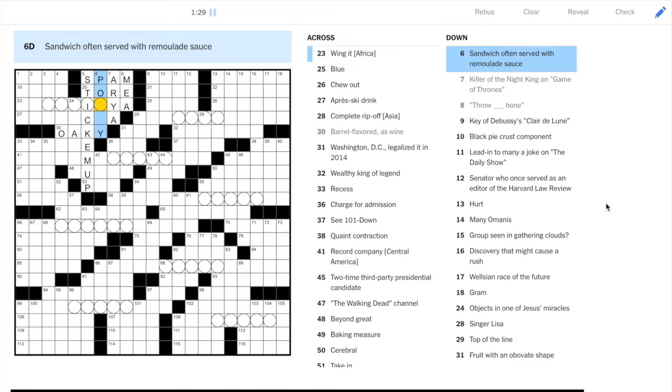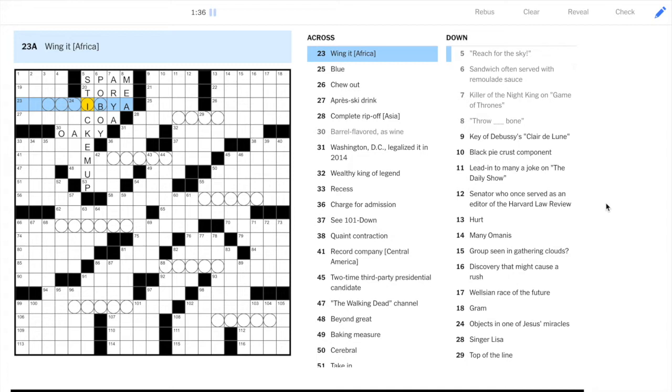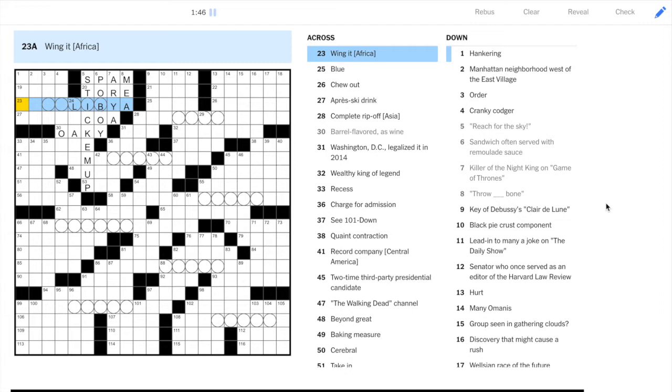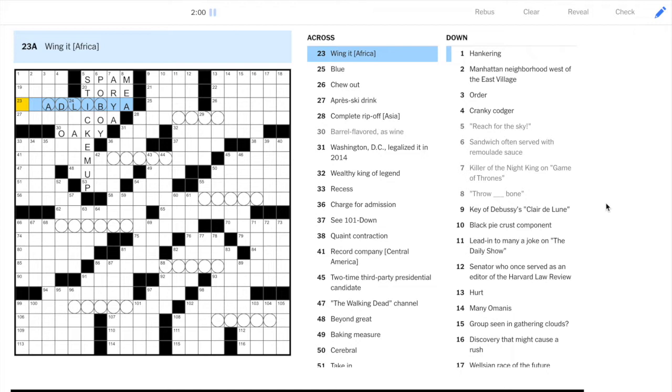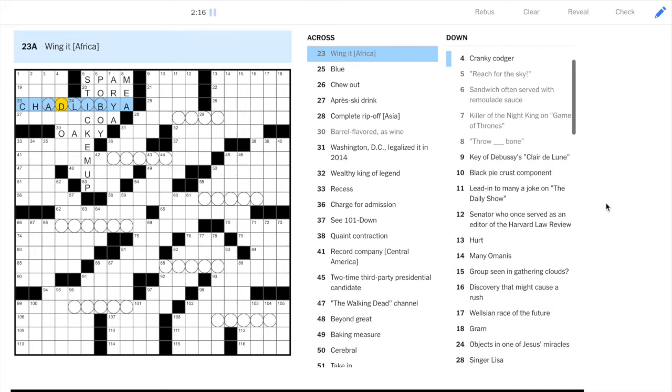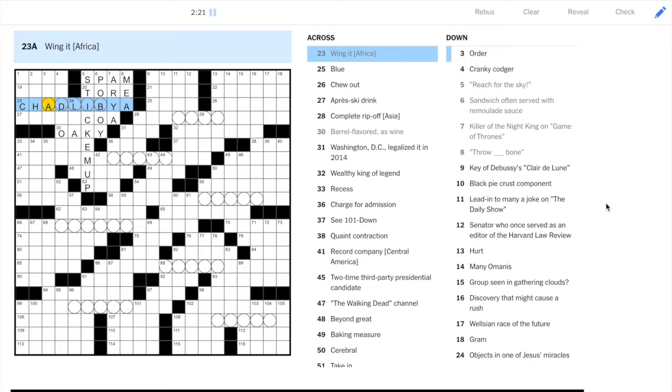Okay, IBYA is giving me some hint as to the clue. We had border crossings, so I'm expecting this to be the name of a country, Libya. Also, wing it inside these circled squares, ad lib will fit. And if this is the other name of a country, now we have Chad and Libya together. The theme for today's puzzle is going to be the name of one country next to the name of another, and where these two names intersect, you're going to have the answer to the clue.